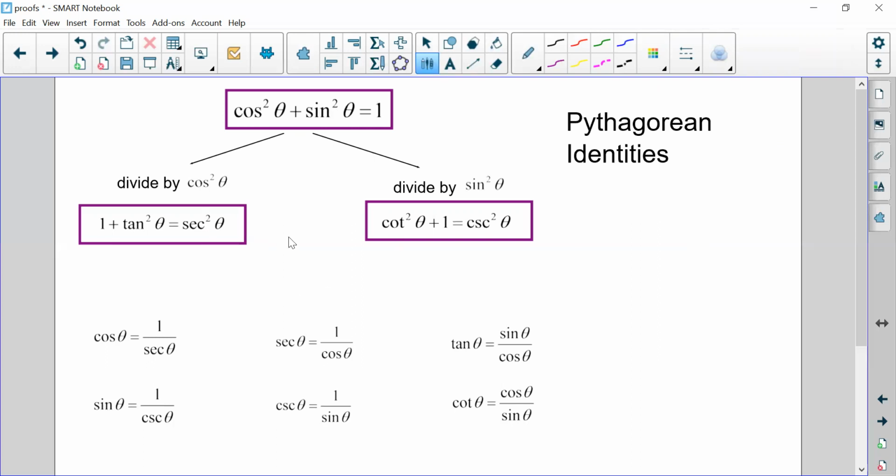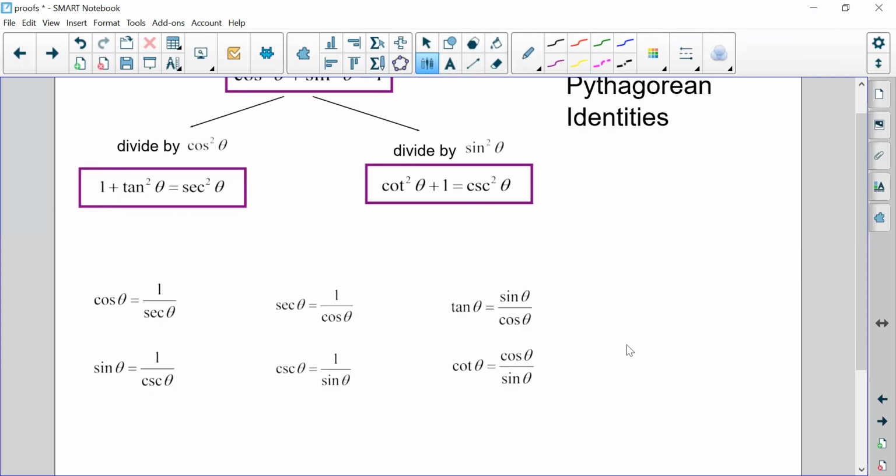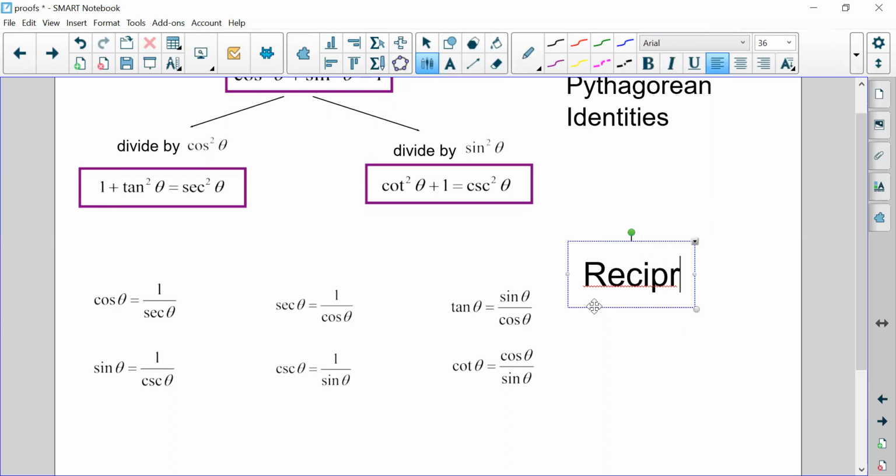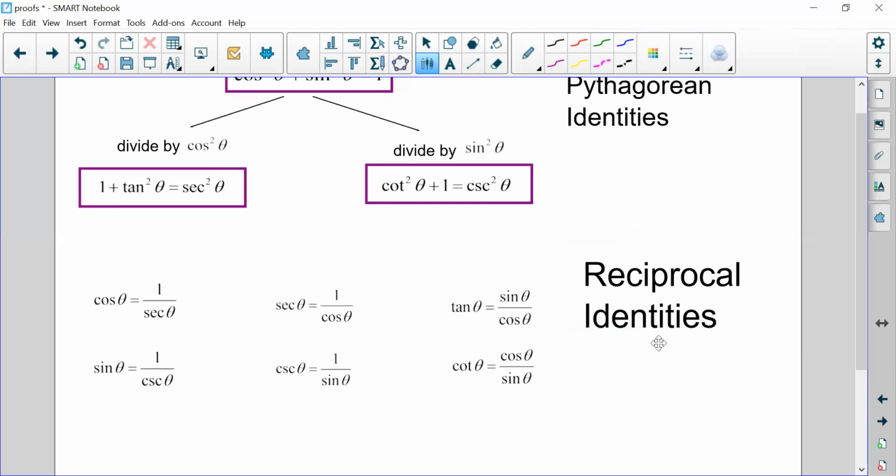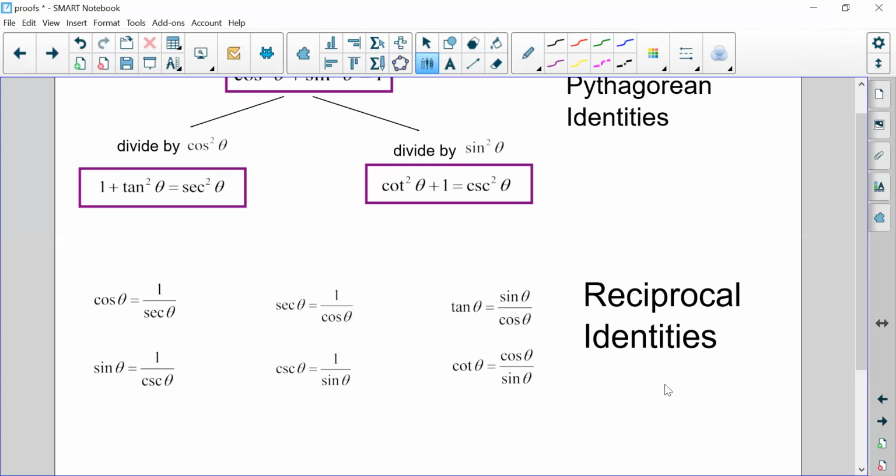Now, when we're trying to prove these identities, we have to be sensitive to squares. Anytime I see a cosine squared, it might be part of this. Anytime I see a tangent squared or secant squared, I might be using this. And similar thing for here. These are the reciprocal identities. We knew these from almost day 1. So these come into play sometimes too.